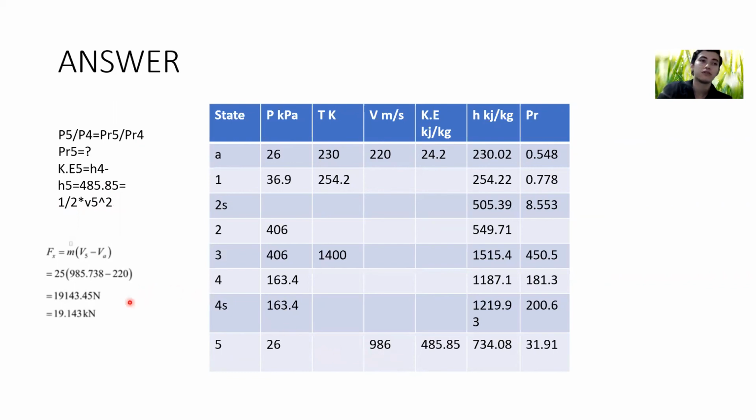For the last part, we have to get the thrust, which is the easiest part. Thrust is equal to the mass flow rate, which is given, times velocity exit minus velocity initial. So the mass flow rate, which is 25, is given, and with the velocity exit that we just got, and the 220 velocity initial, it's given, and that will give us 19.43 kilonewtons.